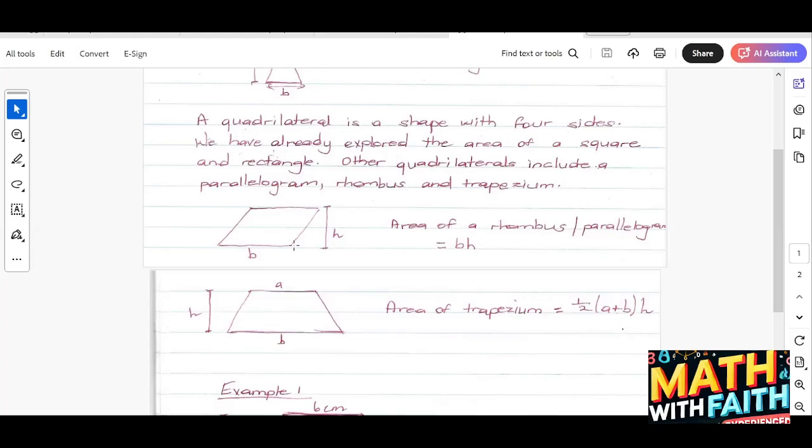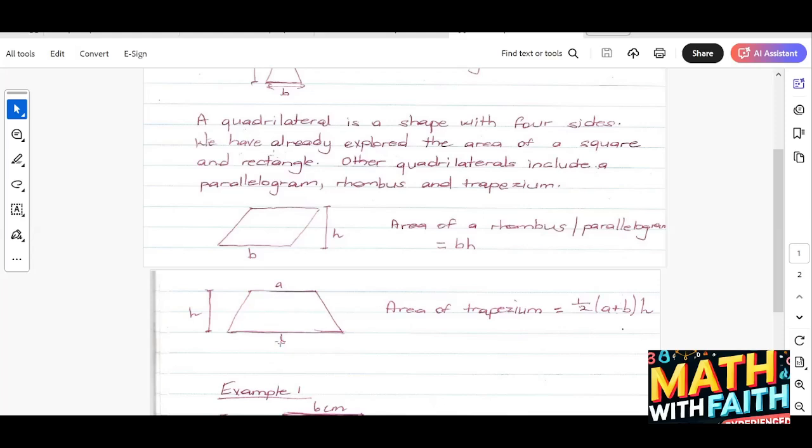But for any rhombus or parallelogram, the area is given by the base by, again, this height is not the slant height, but the perpendicular height. So it's base by perpendicular height. These things you have to remember. Some of them you would find in your formula sheet, but I think it's better for you to just remember them, right? So don't depend on the formula sheet too much. Remember them.